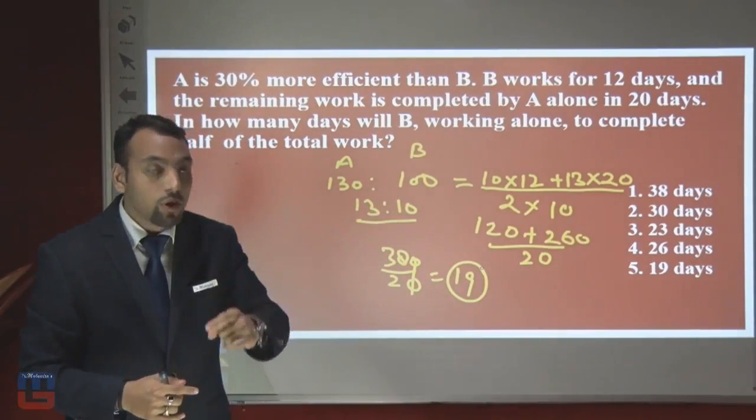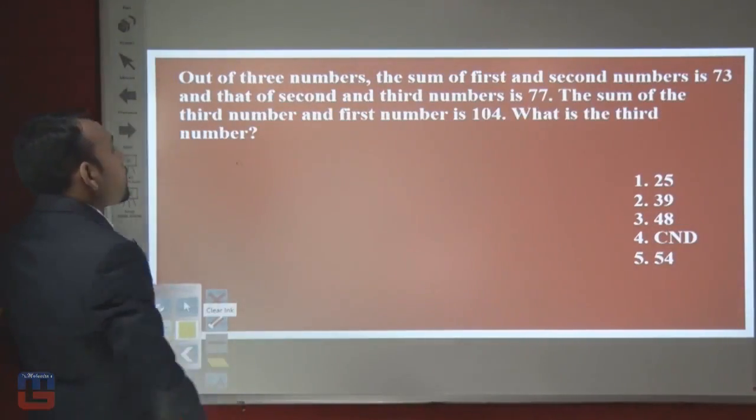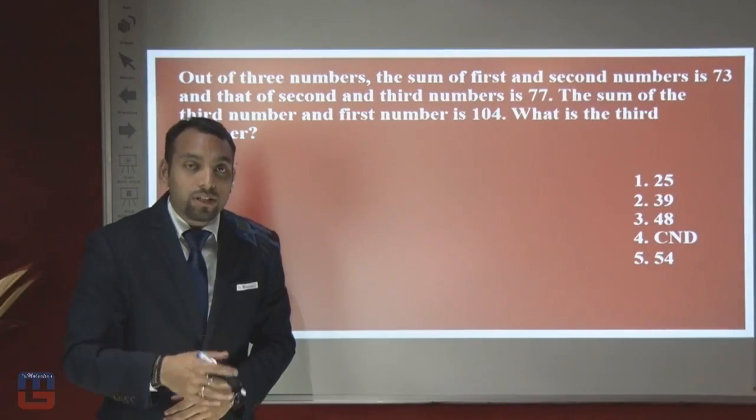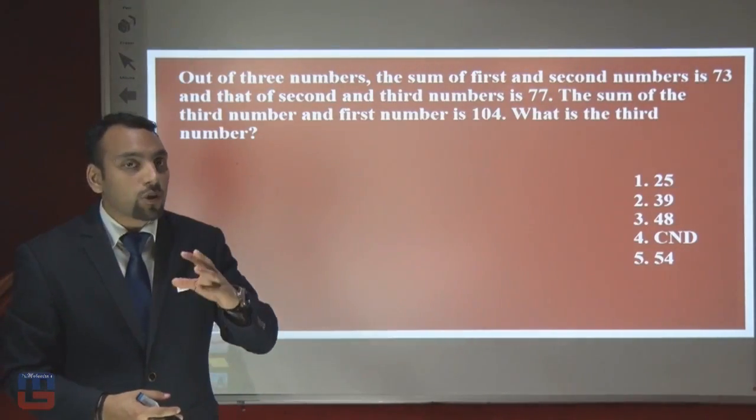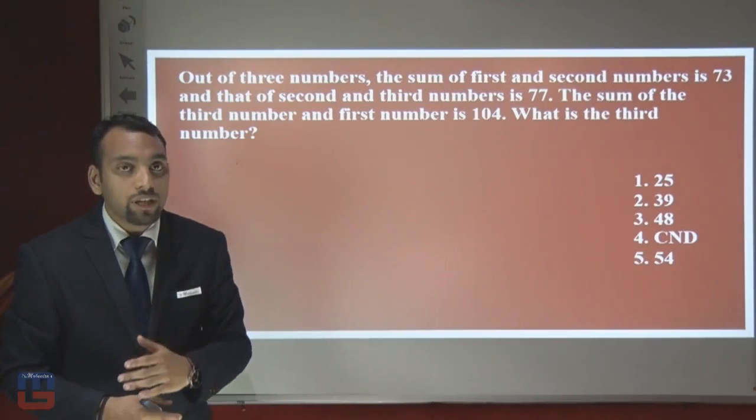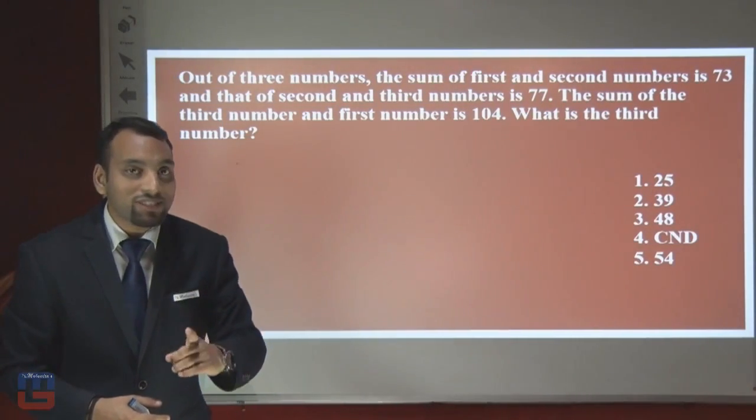This method, right? Now move to the next question. The next question on the screen is, you can see, a miscellaneous type question, and what the question is saying: out of three numbers, which means we have three numbers, the sum of the first and second.